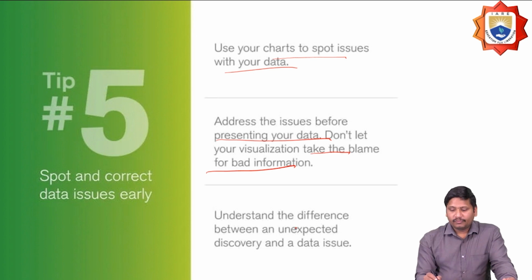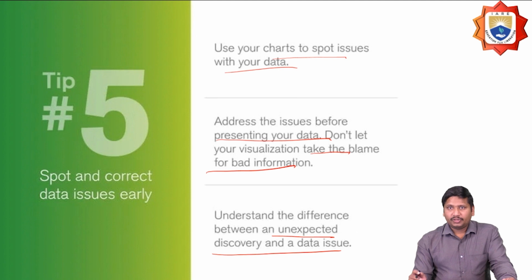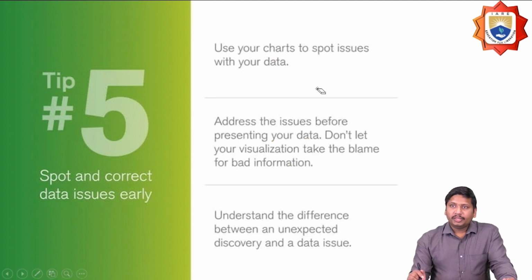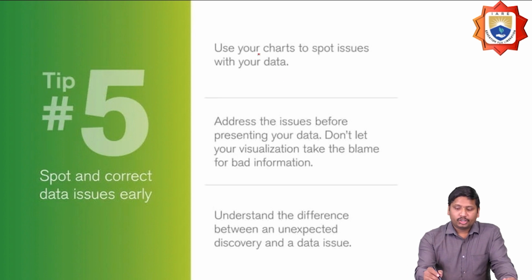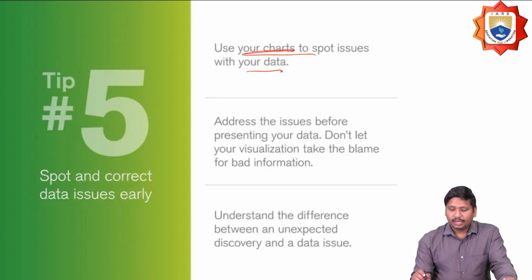So understand the difference between the unexpected discovery and the data issue. By following these tips, you can avoid the fifth pitfall, which is bad data. So with this bad data, what will happen? The tips you have to follow are: use your charts for showing the data, and address the issues before presenting the data.